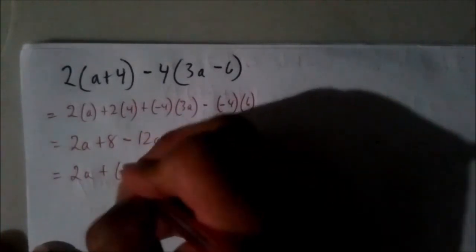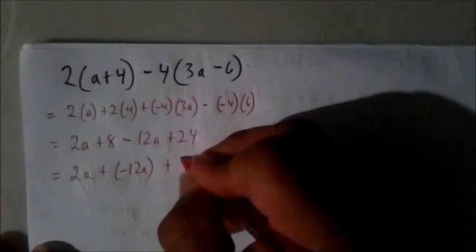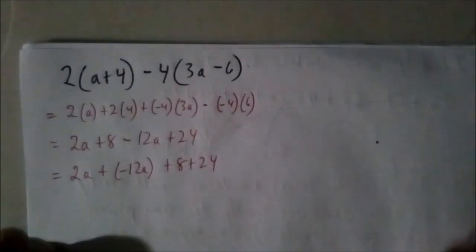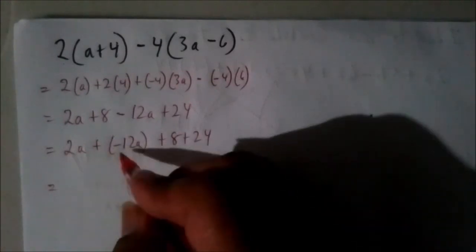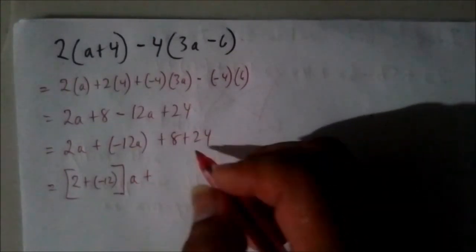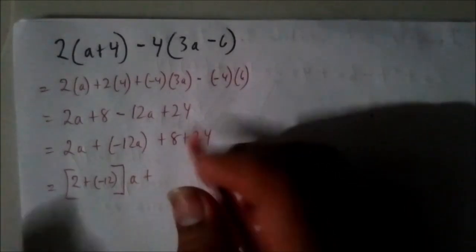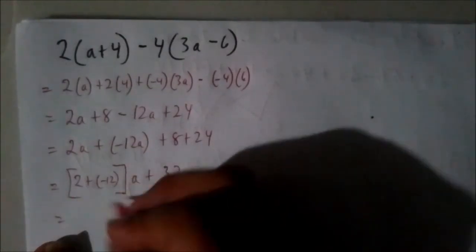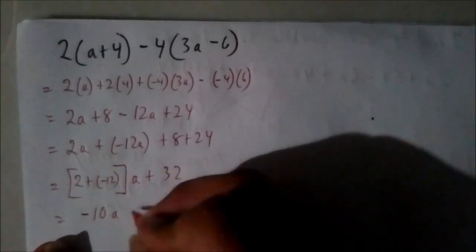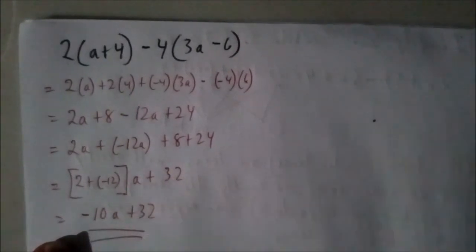So we group them and this becomes 2a plus the negative 12a close bracket plus 8 plus 24. Why should I group them? Well, it's easier to work with. What if this had a lot of problems? It makes it easier when they are grouped. So we work with their coefficients, keep the a. So 2 plus the negative 12, open close bracket, a. Now the 8 and the 24, you don't need to do such a thing because they're the same kind of terms. 8 and 24 is going to give me 32. So 2 plus a negative 12 is going to give me a negative 10a plus 32. And that's our solution for that particular problem.